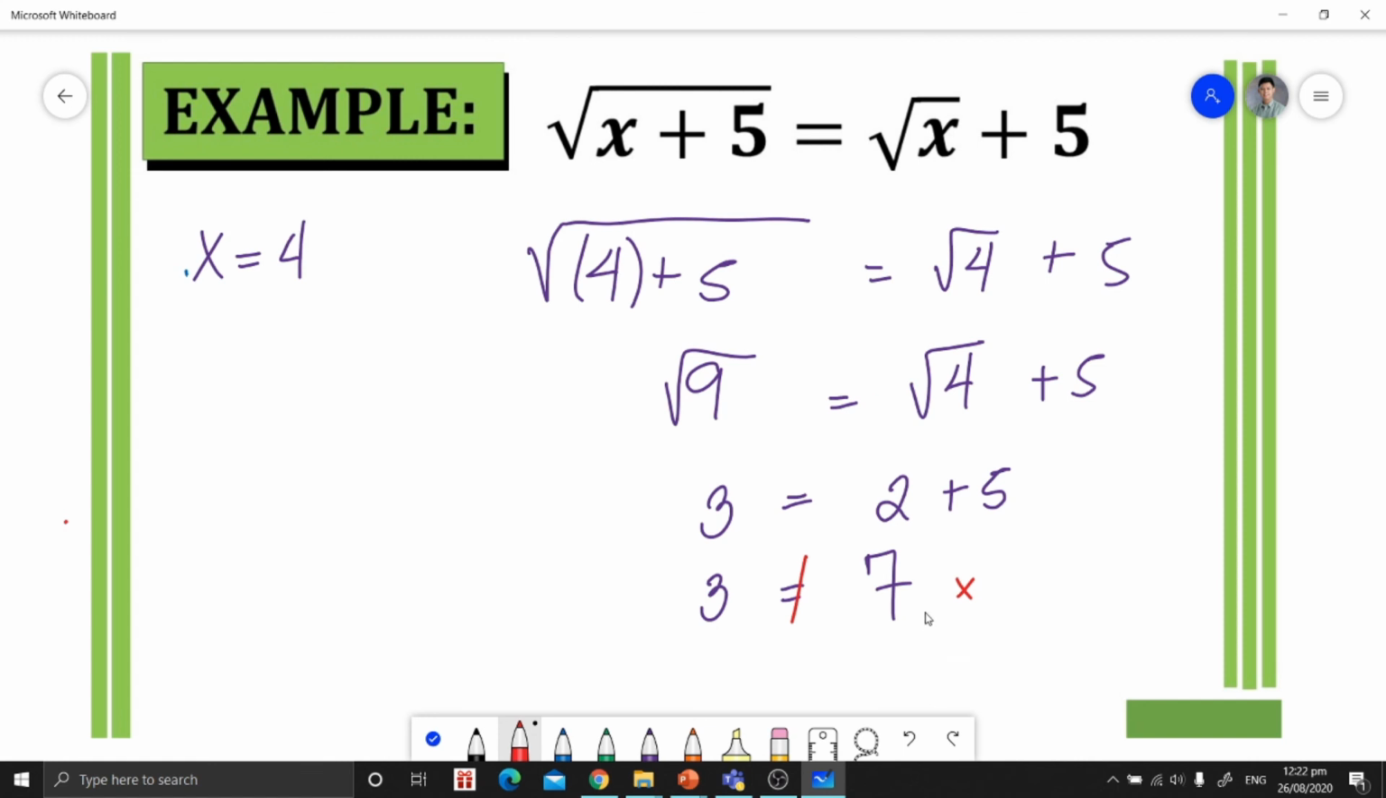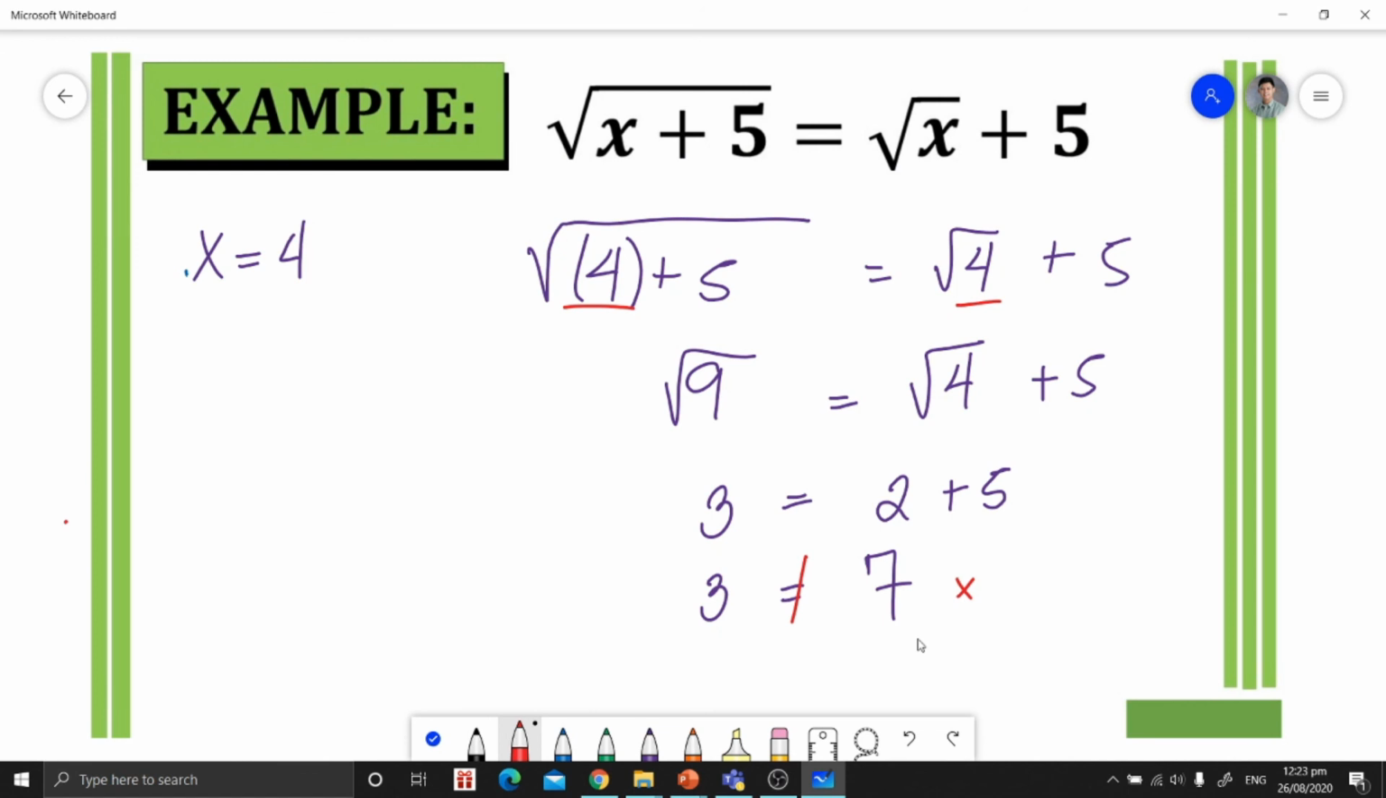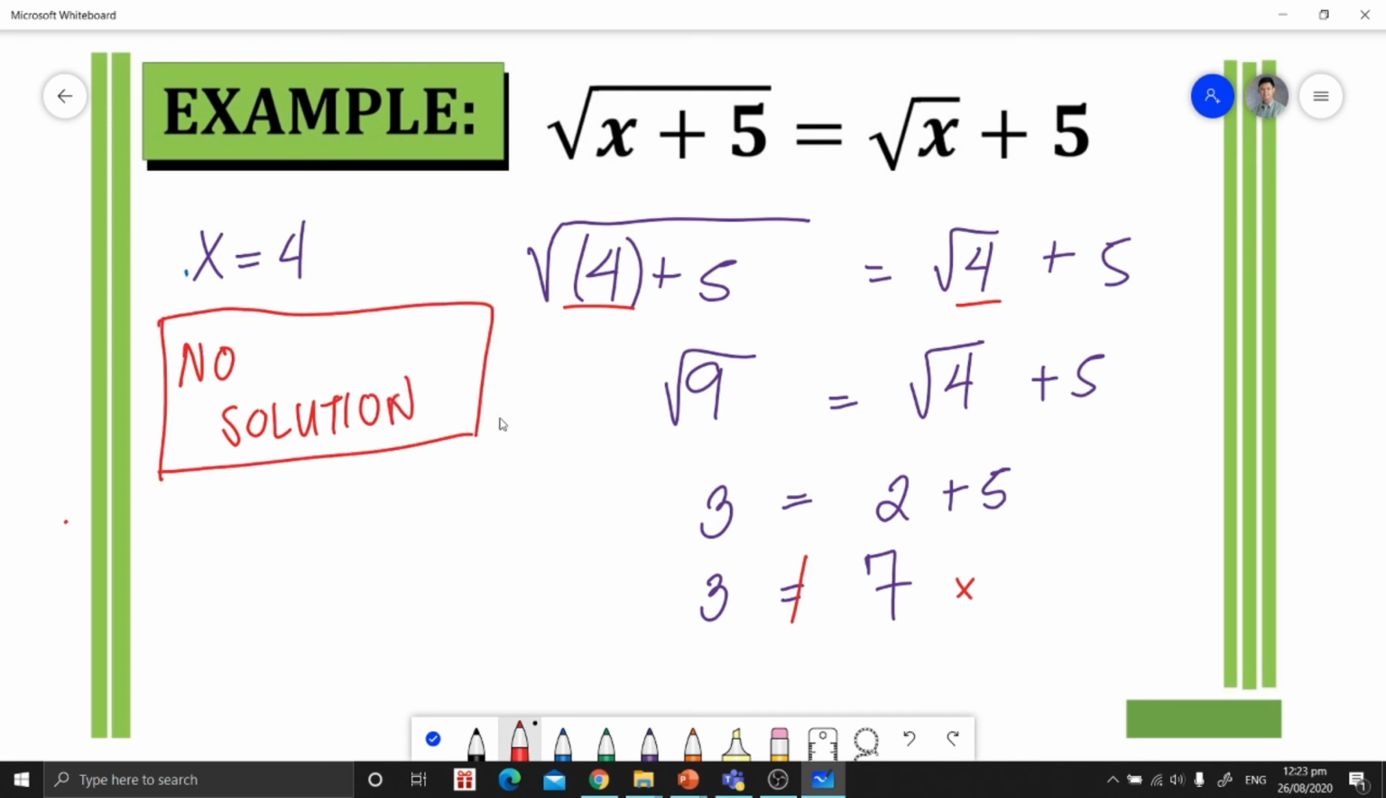So therefore, since 4 did not satisfy our given equation, we consider the value of x, which is 4, an extraneous root. Extraneous root is an apparent solution that does not solve our equation. So when we encounter extraneous root, our final answer will be no solution. Okay? So since 4 did not satisfy our equation, we can say that in this equation, there is no solution, because x is equal to 4 is an extraneous root.